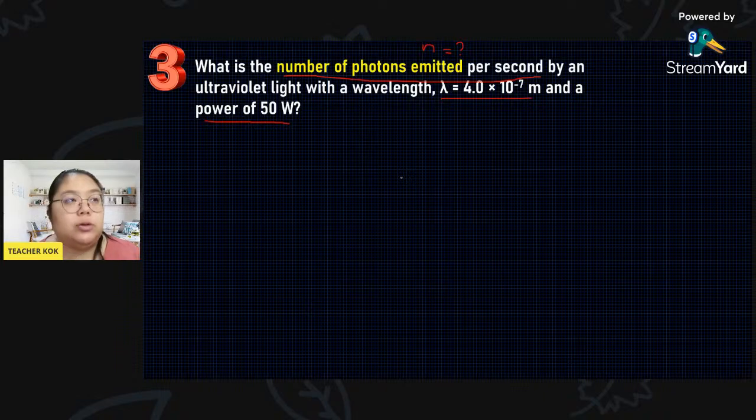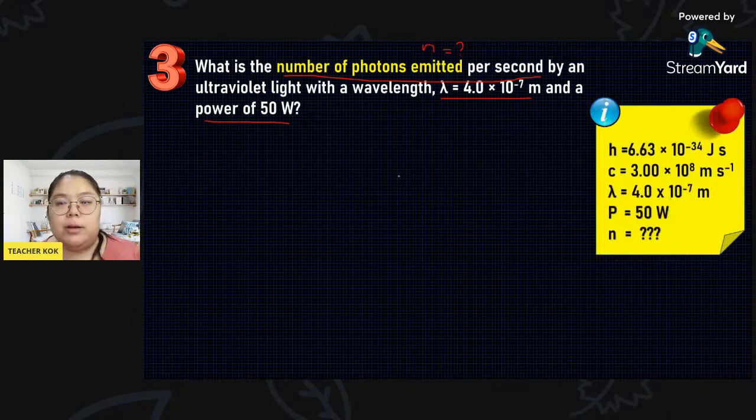Power only has two formulas. P equals NHf, and the f you can write as C over lambda. So from here we show the info. H and C are fixed, then the lambda is provided from the question, 4 power of -7. Then the power is 50 watt.